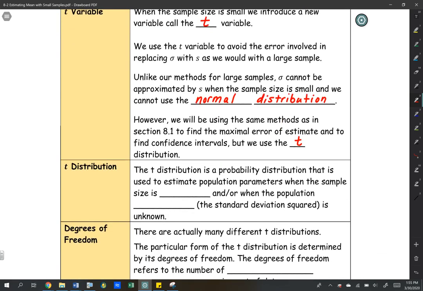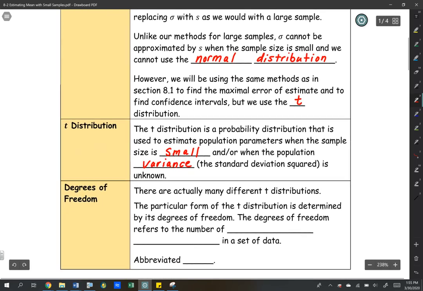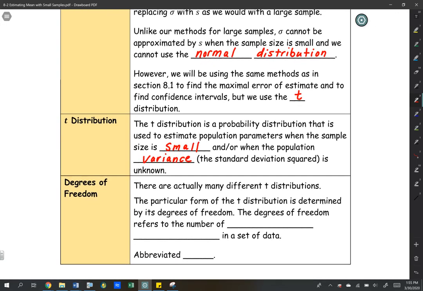We'll do some practice. The t-distribution is a probability distribution that is used to estimate population parameters when the sample size is small and/or when the population variance is unknown. If the variance is unknown, that means the standard deviation is unknown, because the variance is the standard deviation squared.